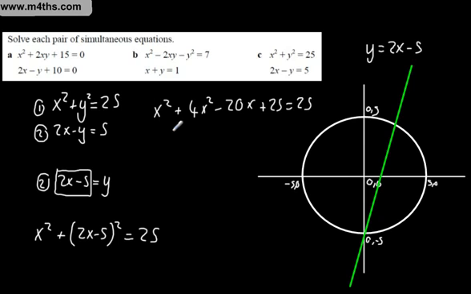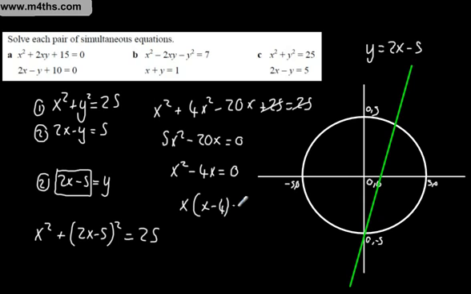So what we can see now, tidying this up, we've got 5x squared minus 20x, and the 25s will cancel, they can go, and that's going to leave us now with 0. Divided out by 5, x squared minus 4x is equal to 0. And we've got a simple bit of factoring, x times x minus 4 is equal to 0. So x is going to equal 0, or x is going to equal 4. And you can clearly see that this is our point where x is 0. So x is 0, y is minus 5.